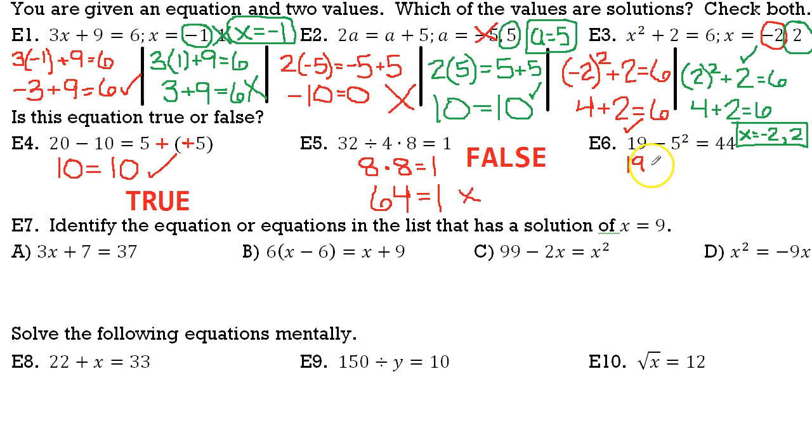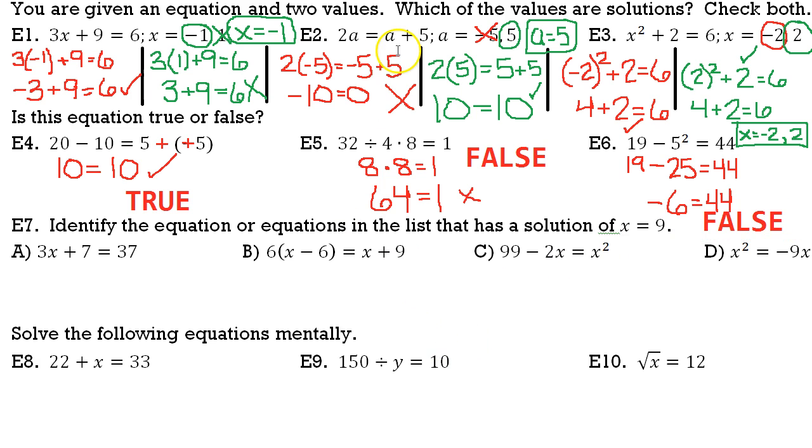In this case, because there are not parentheses, you are expected to do the exponent first according to the order of operations and then bring down the negative sign. So what we really have here is 19 minus 25 equals 44, and in case you haven't noticed, that is not true. All right, so that one didn't pass either.